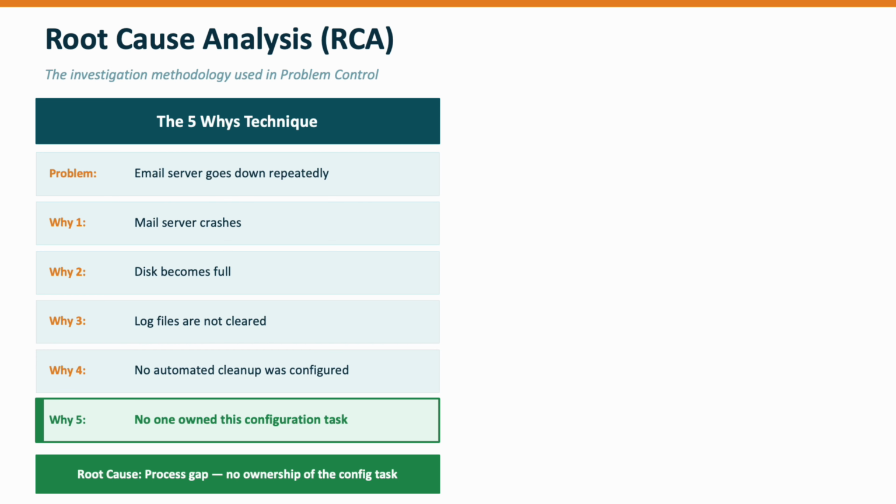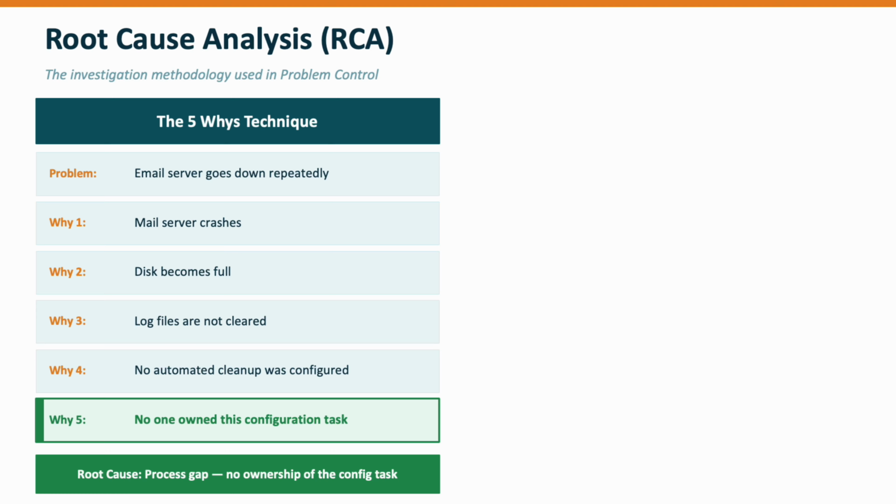Five whys, what it does: we are taking a simple example. The problem was the email server goes down repeatedly. So frequently your email server is going down. Now you try to identify the cause by using the five whys. It means you are asking five why questions to your teams, to your other stakeholders, so that you will be able to identify the concern.